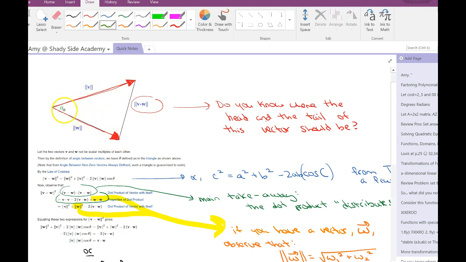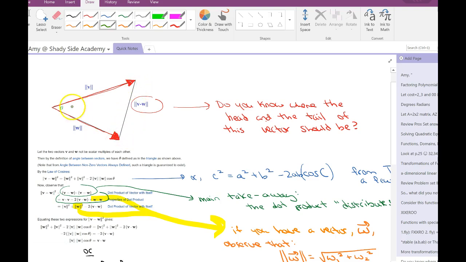Okay, the first thing you'll notice here is it starts with a vector v and a vector w. Here is the vector between the two vectors, the vector v minus w. The first thing I ask you is, in this configuration, do you know where the head and the tail of vector v minus w should be?